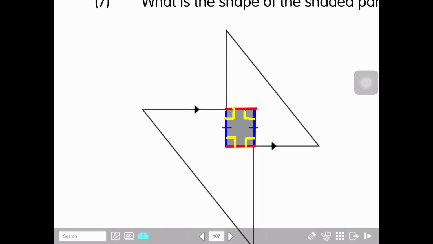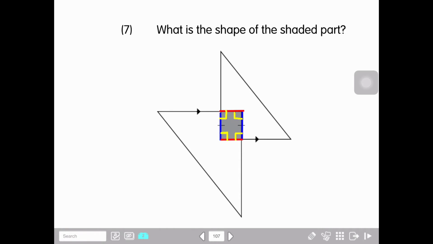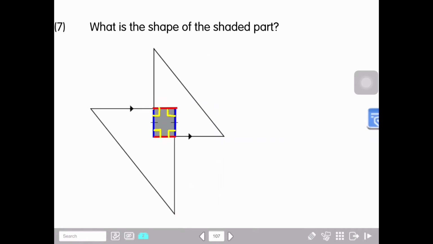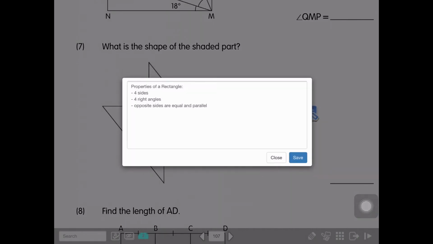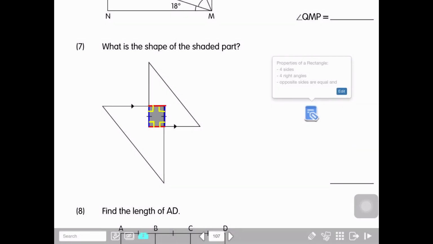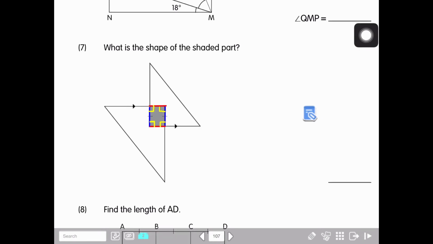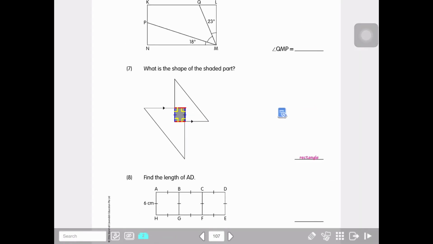So remember, what is the property of this shape? Is it a square or is it a rectangle? Now, it is a rectangle. And what is the property of a rectangle? It has four sides, it has four right angles, and opposite sides are equal and parallel. So just like this figure. So what is the shape? It is a rectangle.